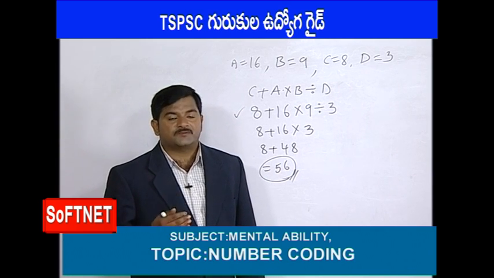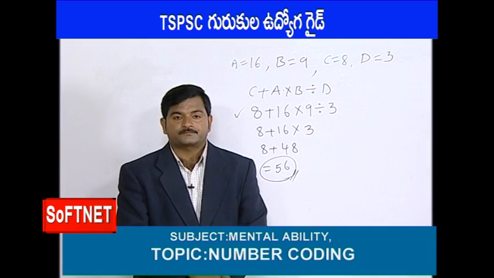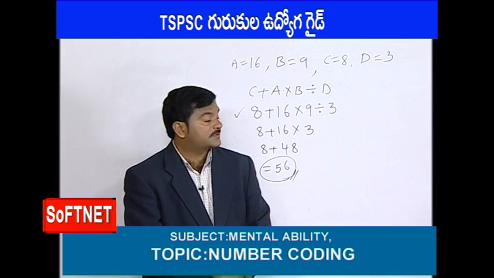That is, the first one is letter coding, and the second one is number coding, and finally the third one is mathematical coding.